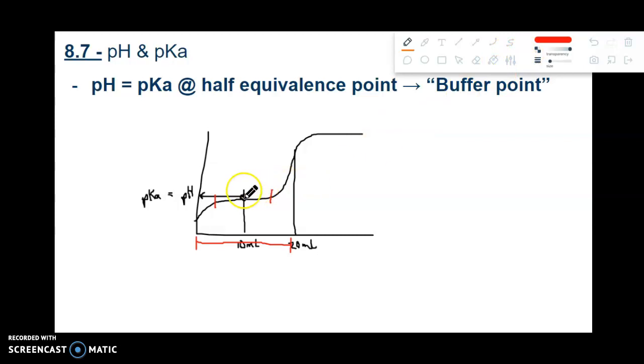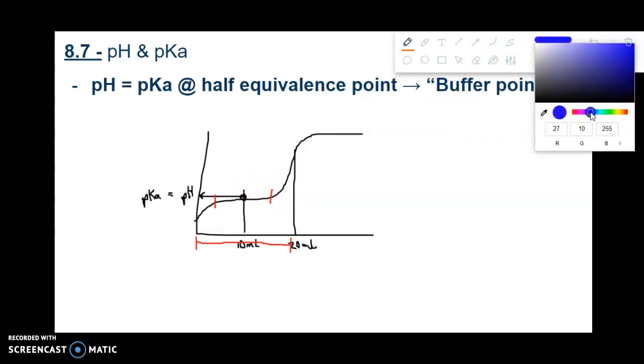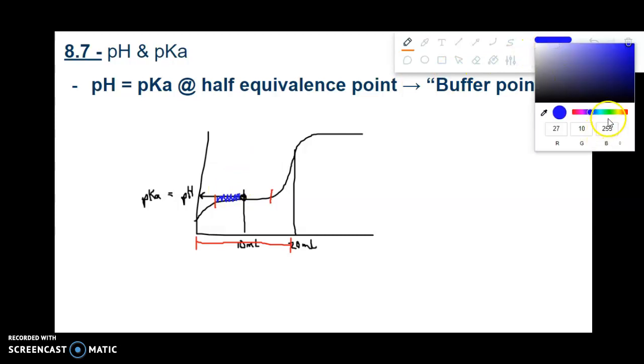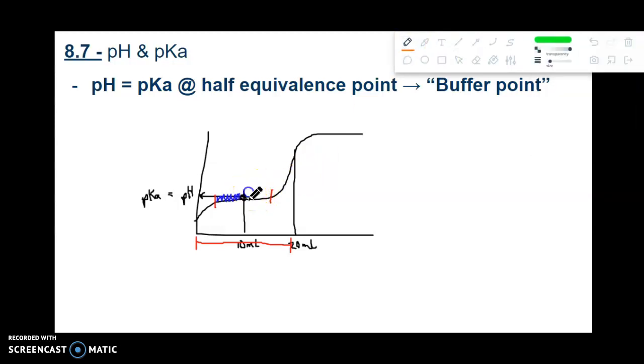Now, comparing the pH to the pKa, if we have a solution that is less than the buffer point, that means we have a pH that is lower. So this situation means that we have more of the acid than we do the conjugate base. Once we get to the buffer point, that means that the ratio of the conjugate base to the acid is equal. And then once we move past the buffer point, in the green here, that means that the conjugate base is actually higher than the acid.